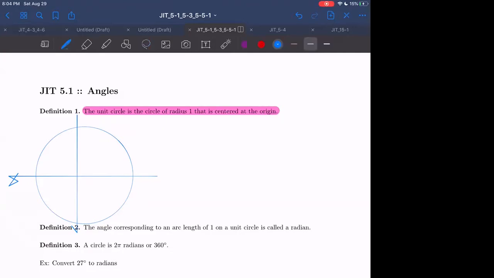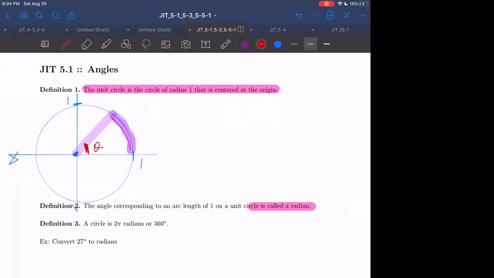All right, so there's our unit circle, with radius 1 and centered at the origin. The angle corresponding to an arc length of 1 on the unit circle is called a radian. If I've got an arc going along the edge of my circle, this inside angle is the angle that corresponds to that arc, and this is called a radian.